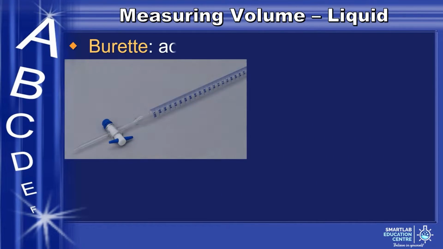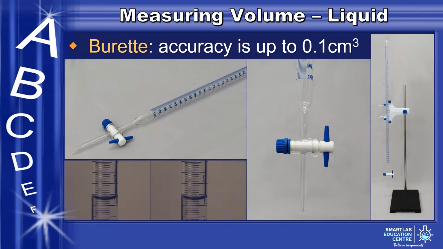Burette is used to measure volume of liquid. Its accuracy is up to 0.1 centimeters cubed.